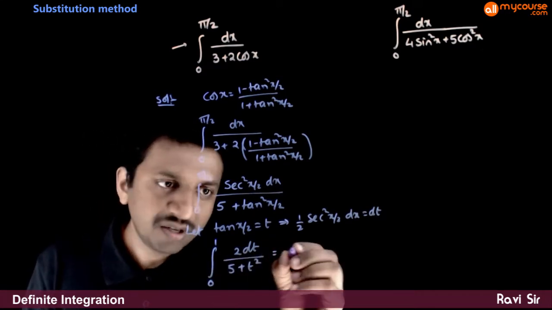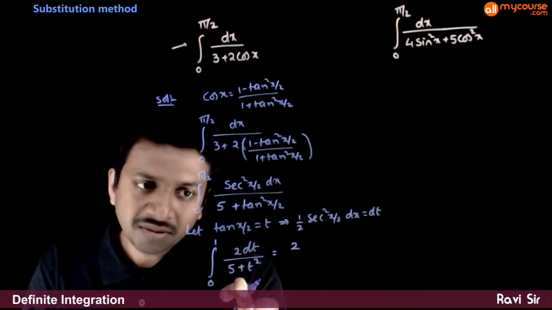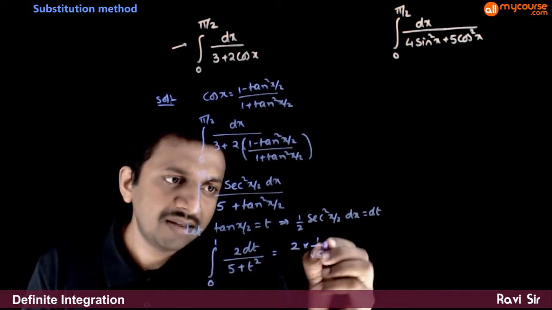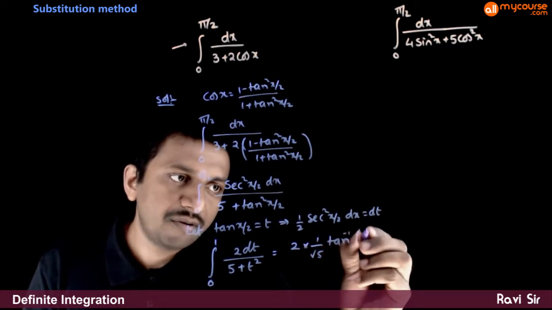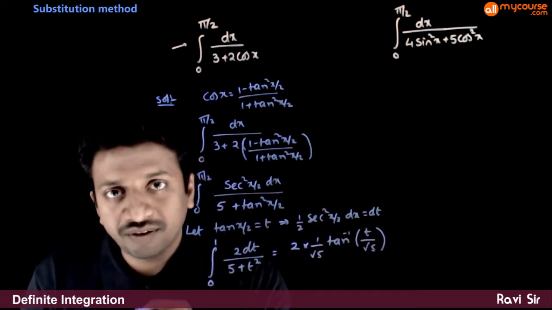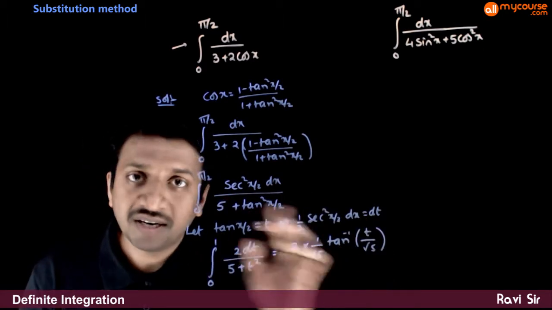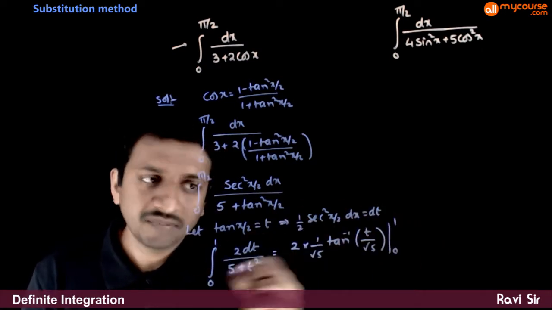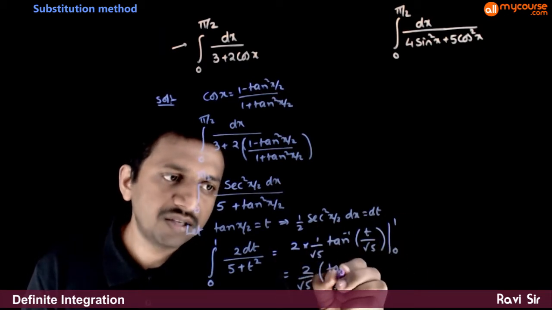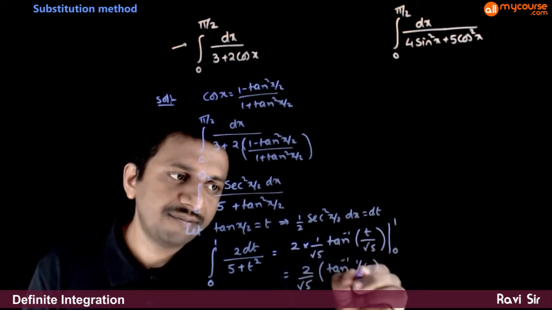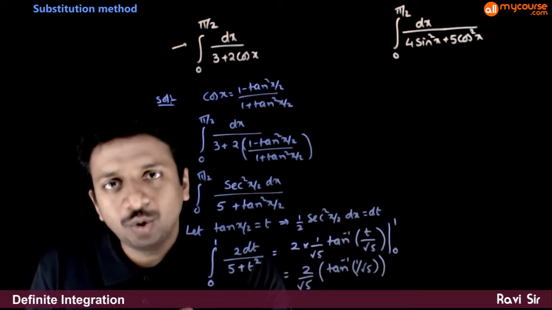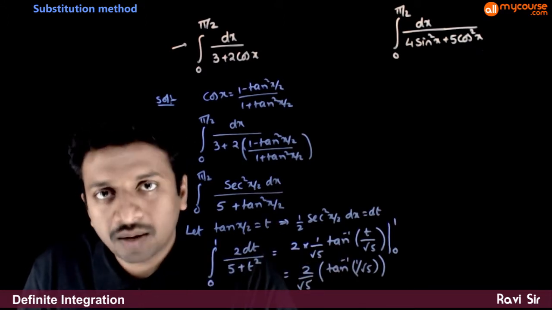So that is equal to 2 times, this is a direct integration, 1 by x square plus a square. So the integration is 1 by a tan inverse of x by a, here t by root 5, from 0 to 1. That is equal to 2 by root 5 times tan inverse of 1 by root 5 minus tan inverse of 0, which is 0. So this is the integration, 2 by root 5 tan inverse of 1 by root 5.